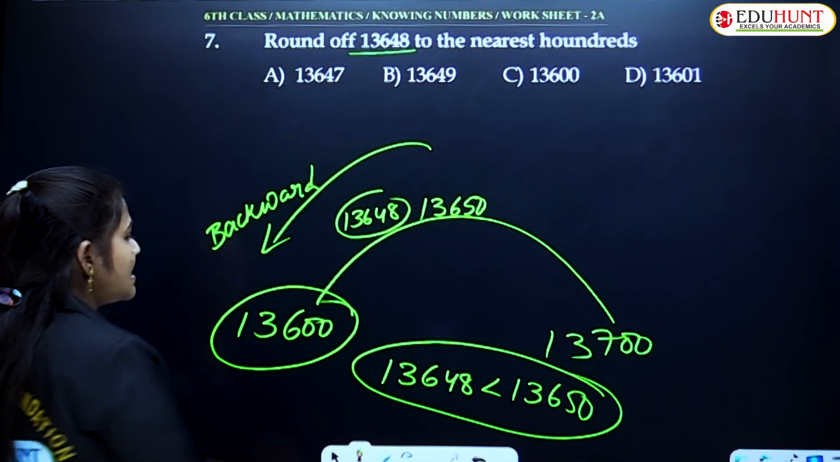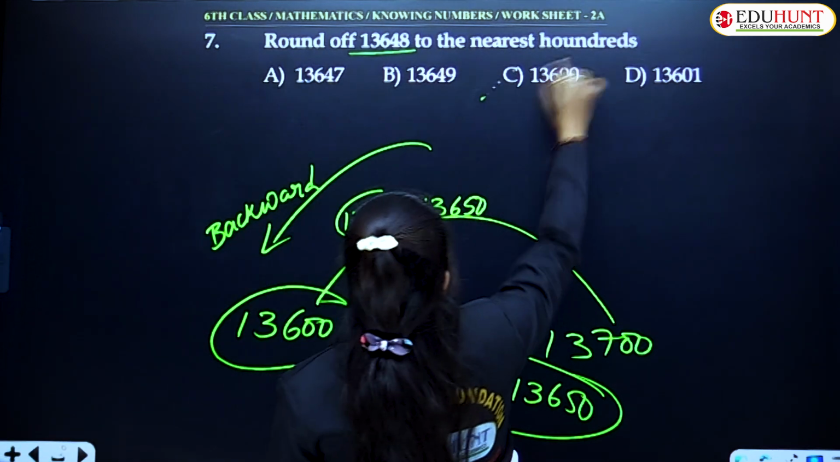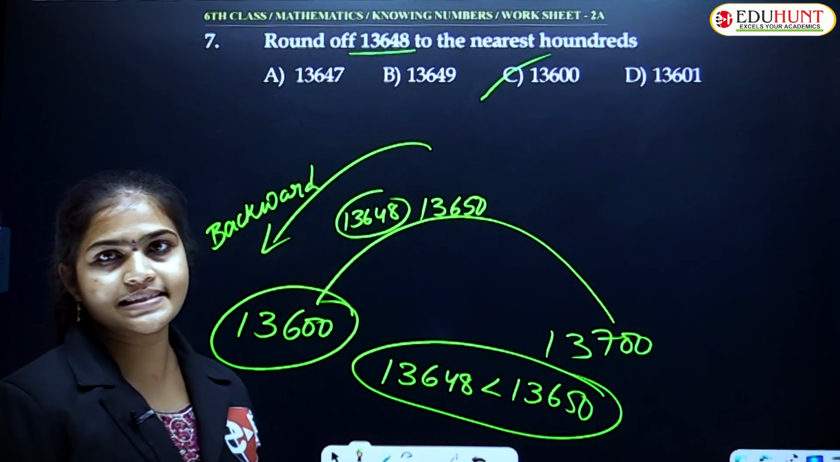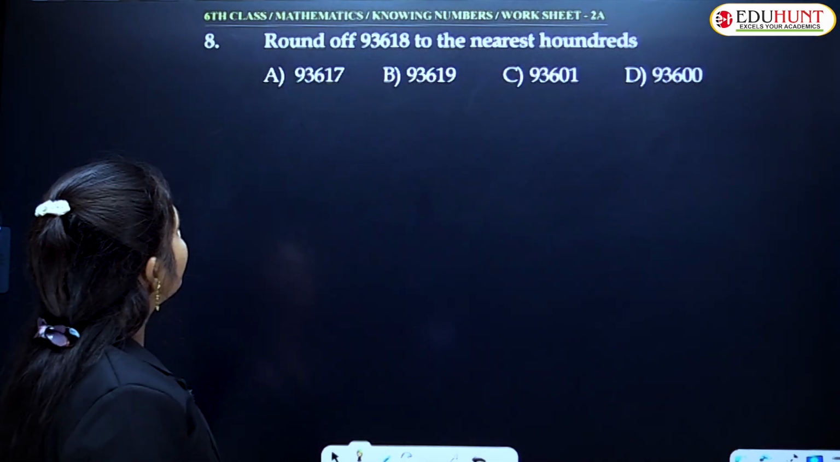Backward direction. Then what is the answer here? 13,600. So which option is correct here? Option C is correct. Am I clear, children? Yes. Let us see the next one.